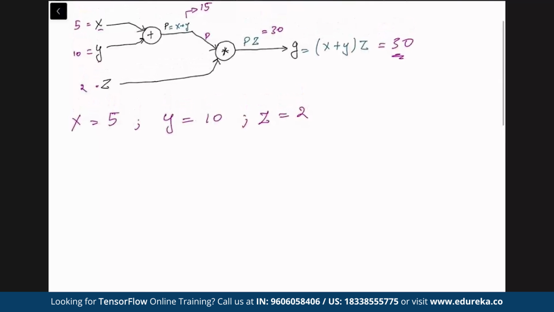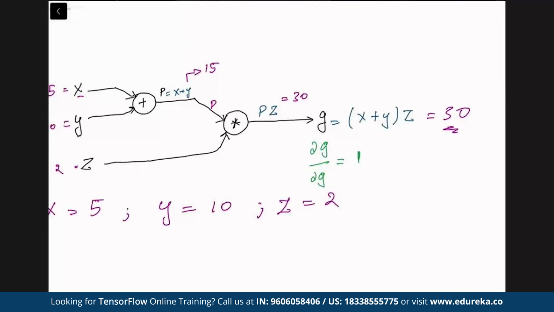So first off, we're going to start over here by saying delta G by delta G, which is nothing but, what do you say? What do you think delta G by delta G is? This is nothing but 1. And then finally, coming down over here, we have to take the partial derivative with respect to this.